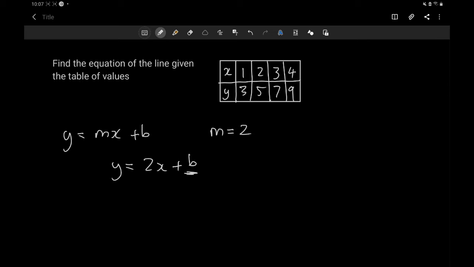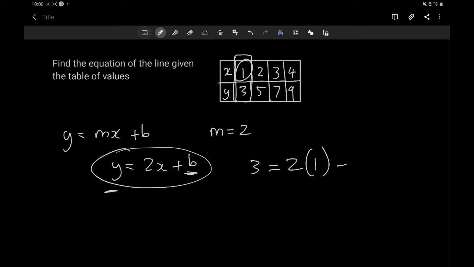So we pick a pair of numbers. So let's focus on this. So if x is 1, y is equal to 3. And we put that into this equation. So y we know is 3. So it'll be 3 is equal to 2 times x, and we know x is 1, plus b. So 3 is equal to 2 times 1 is 2 plus b. Therefore, b is equal to 3 minus 2, which is 1.